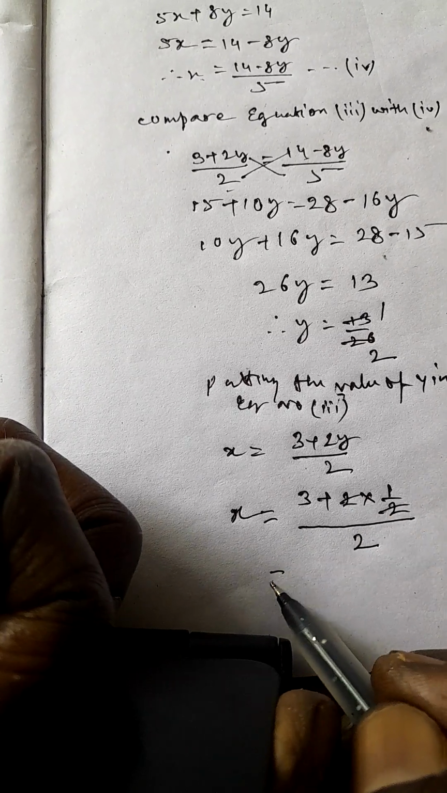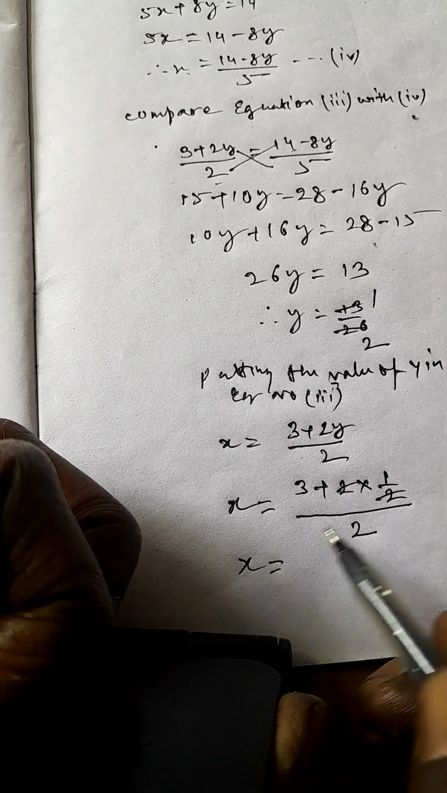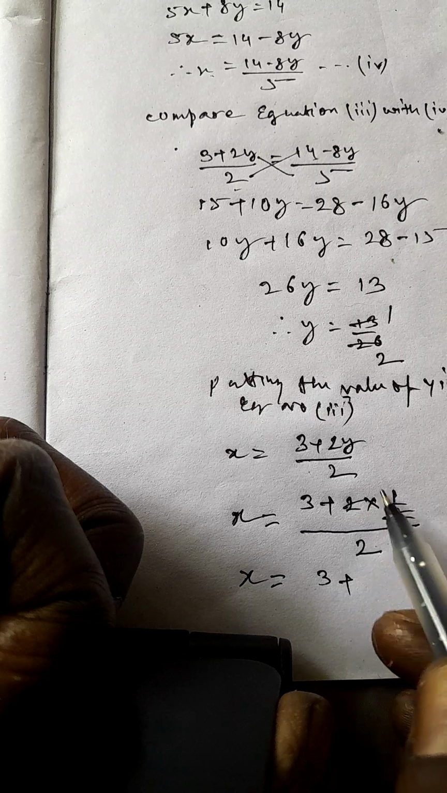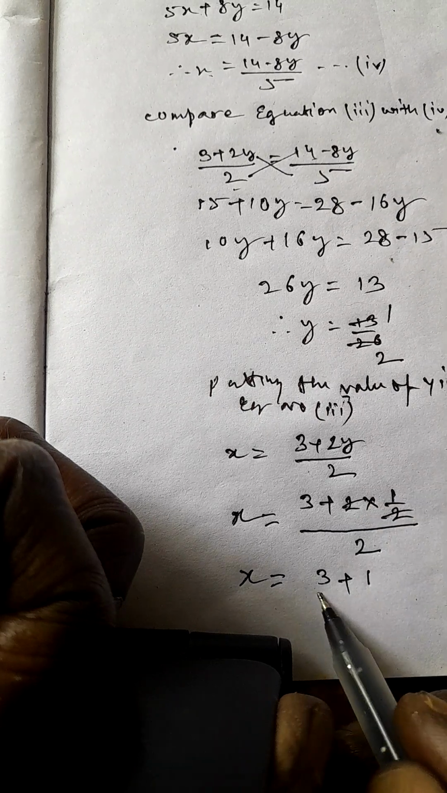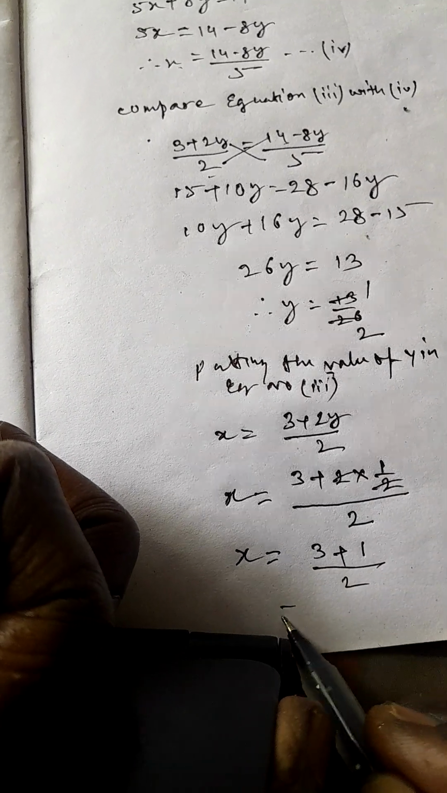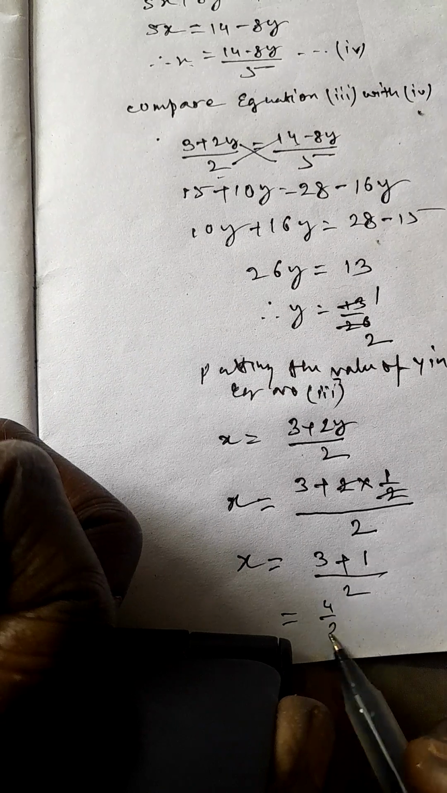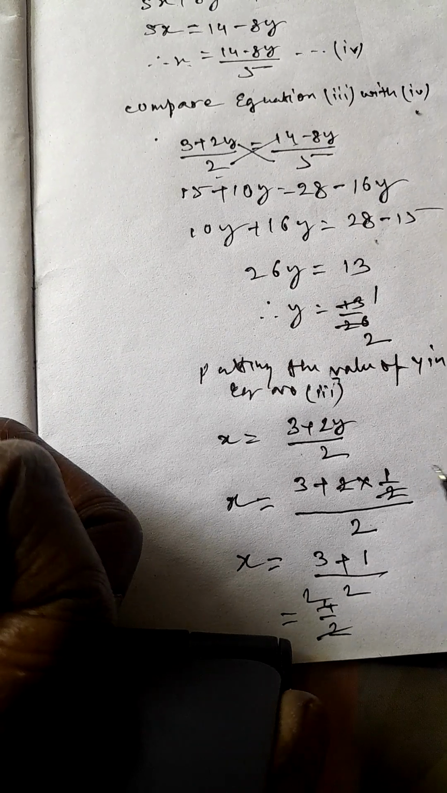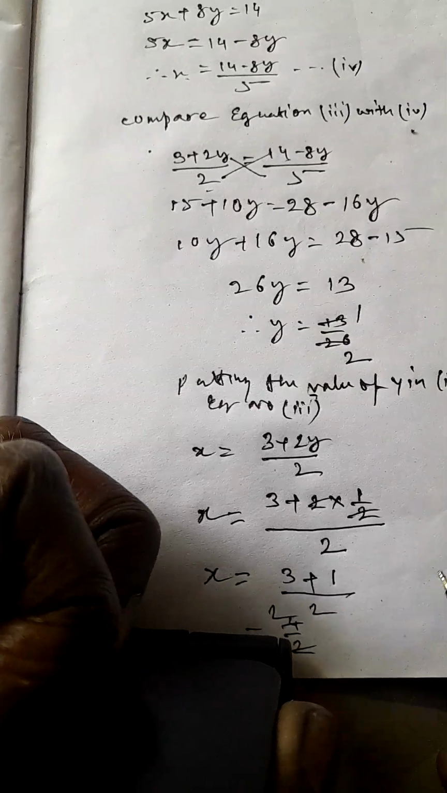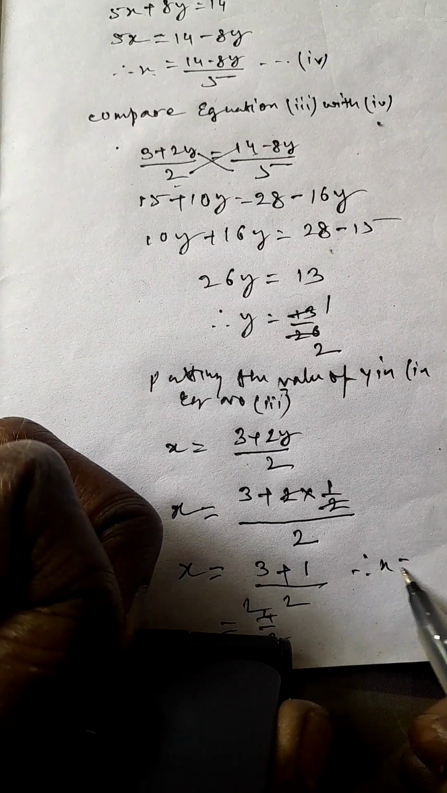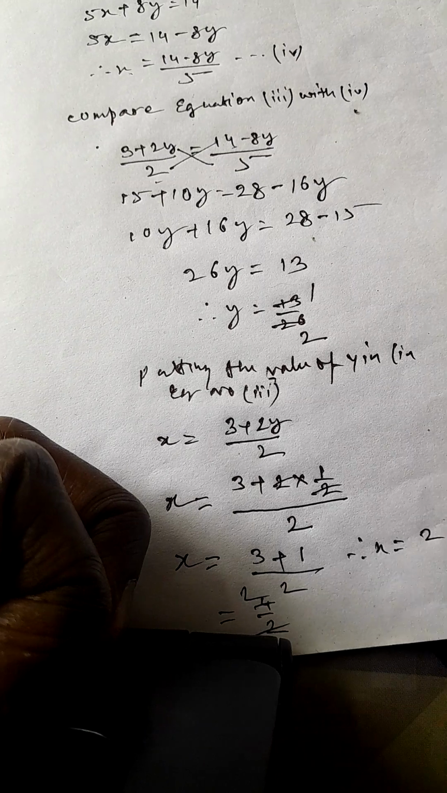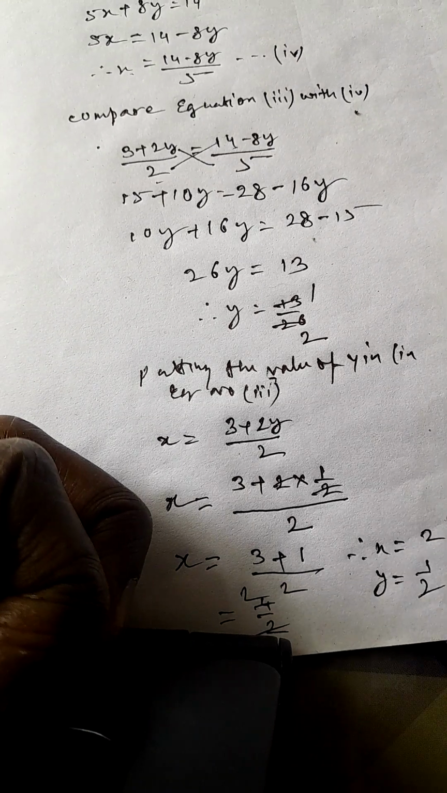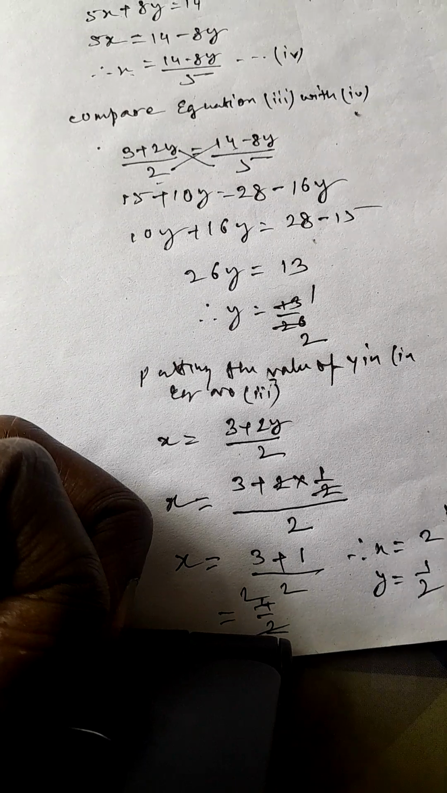So what we will get here, x is equal to 3 plus, there is nothing, 1 remains, so we put here 1 divided by 2. So 3 plus 1 is 4 divided by 2. 2 ones are 2, 2 twos are 4. So therefore x is equal to 2 and y is equal to 1 upon 2. So this is the answer of this question.